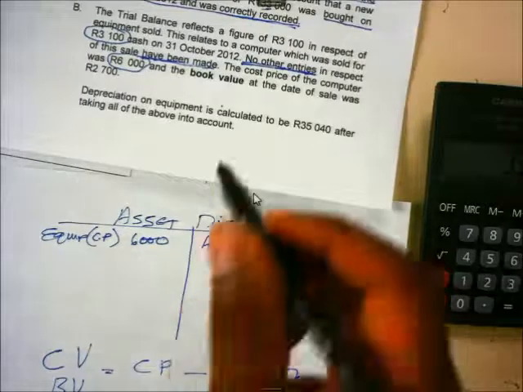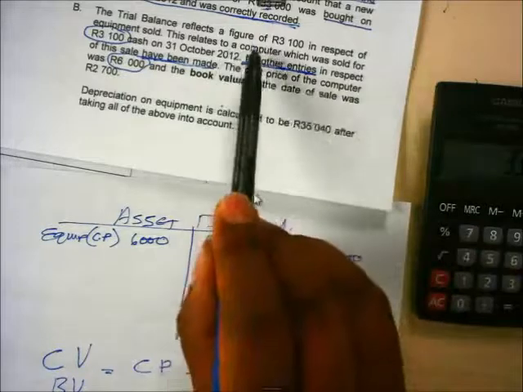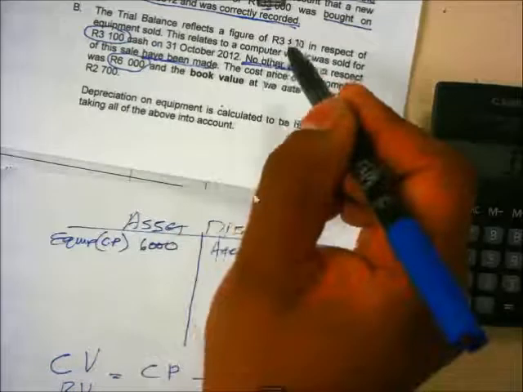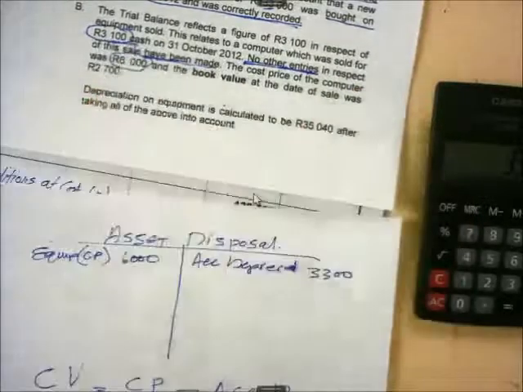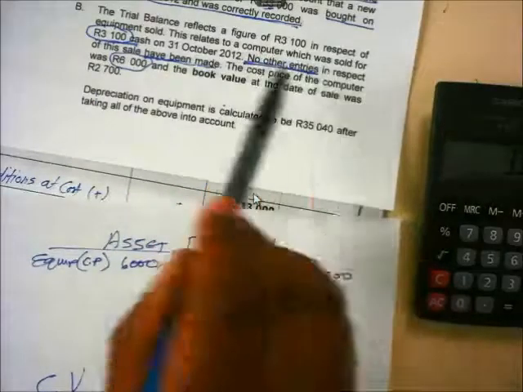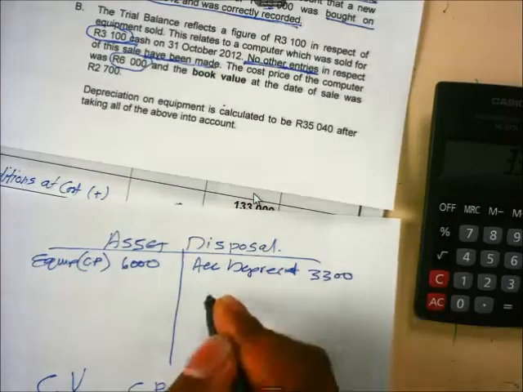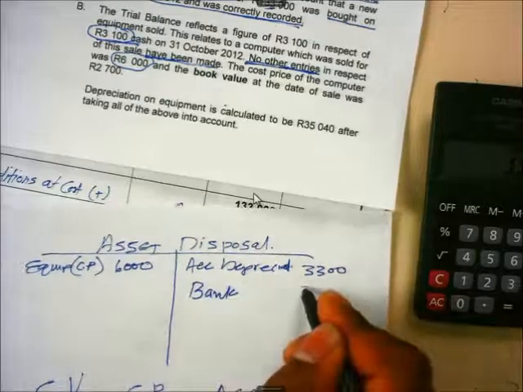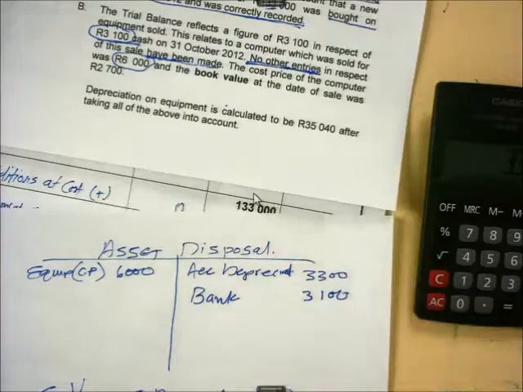For how much was this sold? They say the equipment was sold for 3,100 for cash. This relates to a computer which was sold for 3,100 cash. Therefore, you have your bank 3,100. Okay?